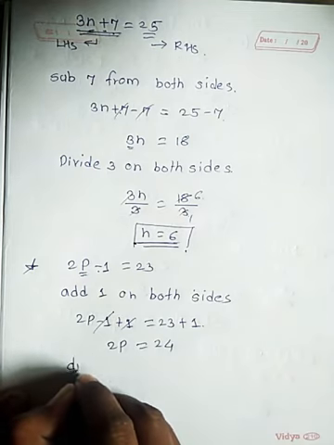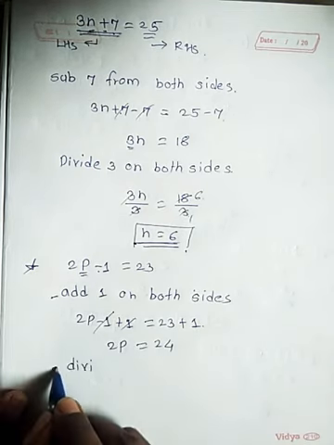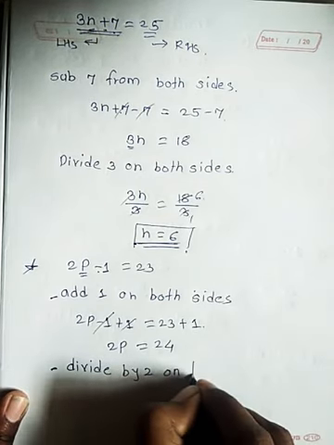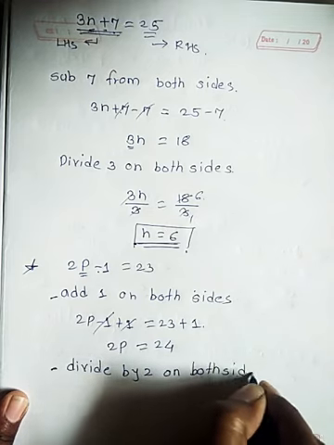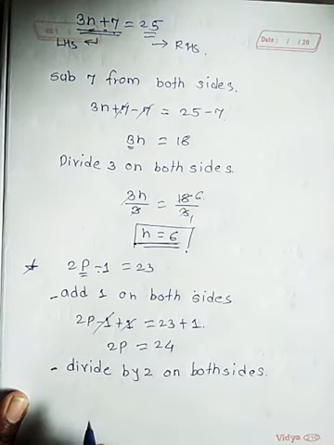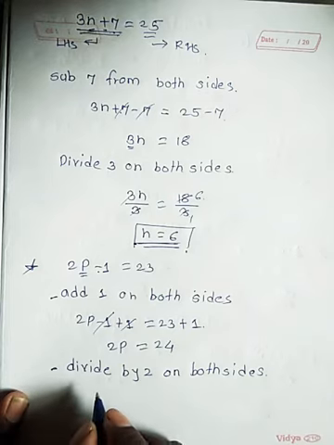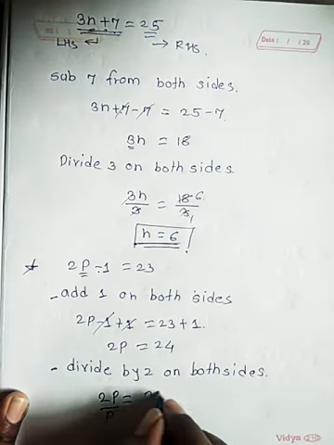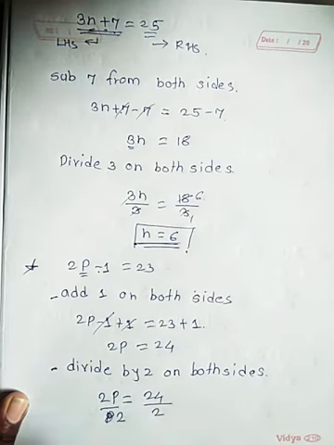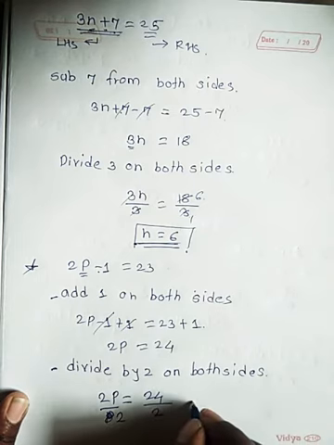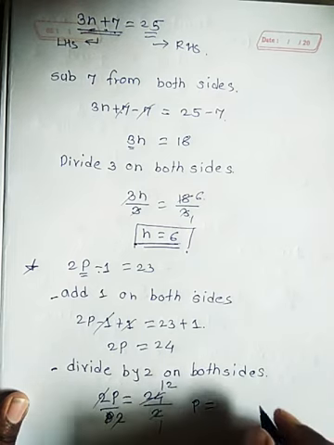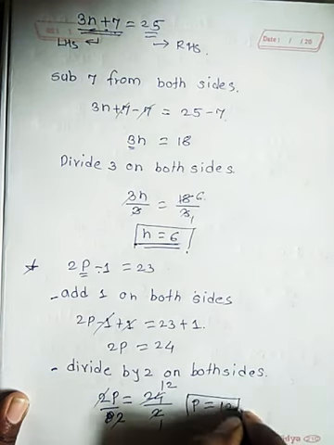This one is the first step, this one is the second step. Divide by 2 on both sides. Then see here, 2p divided by 2 is equal to 24 divided by 2. Now you'll get p, the 2 cancels. p is equal to, 2 ones are 2, 2 twelves are 24. So p is equal to 12.